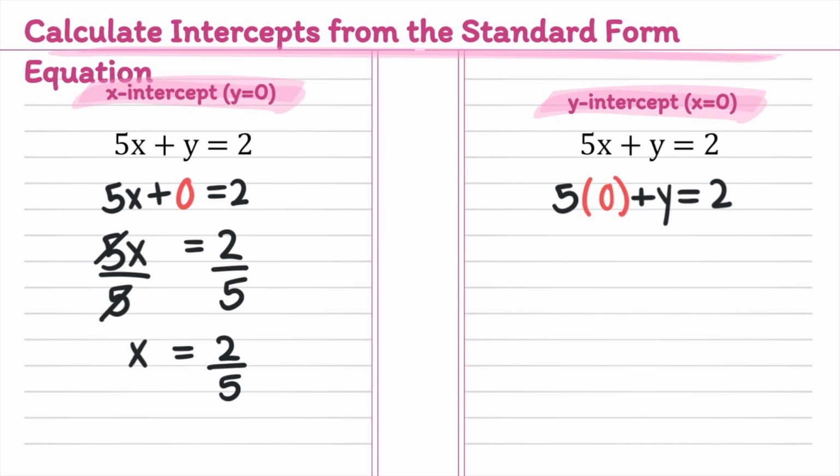So we have 5 times 0, which just gives us 0, and in this case that's plus y equals 2, but 0 plus y is the same thing as y. So y equals 2, and we know our y-intercept equals 2 for this standard form equation.